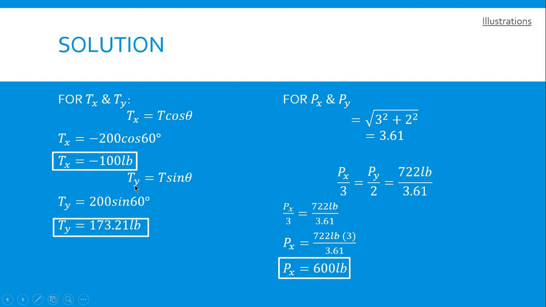Next, the formula for T of y is T of y is equal to T sine theta. Substituting, T of y is equal to 200 sine 60. So we can get a total of T of y equal to 173.21 pounds.